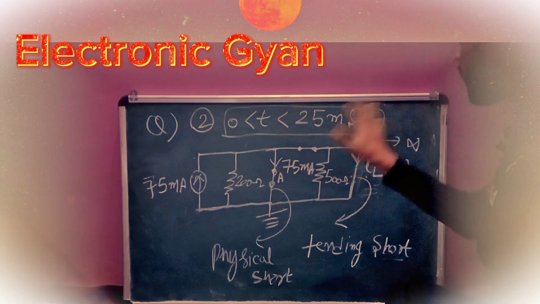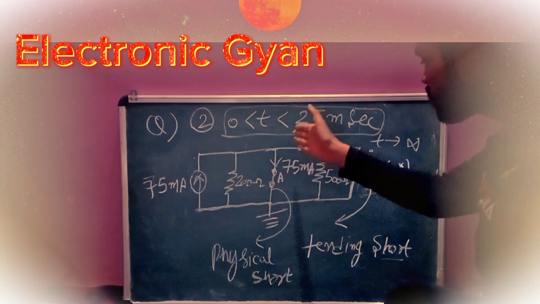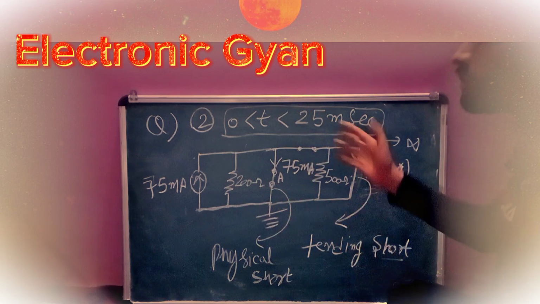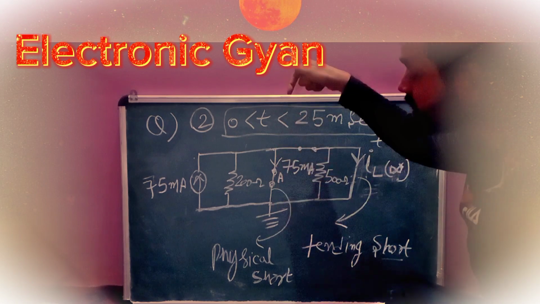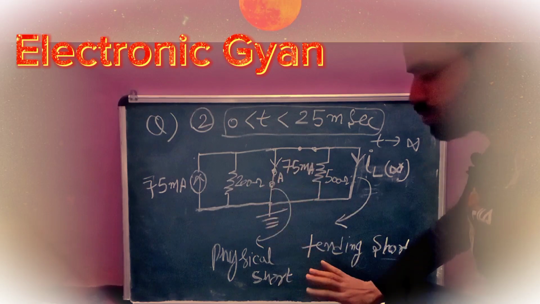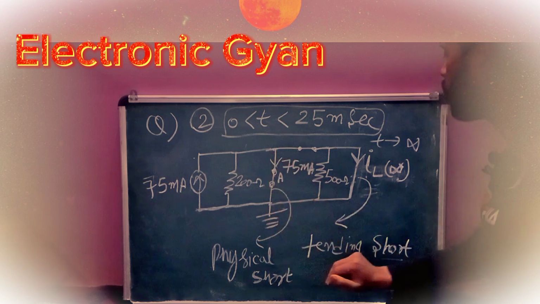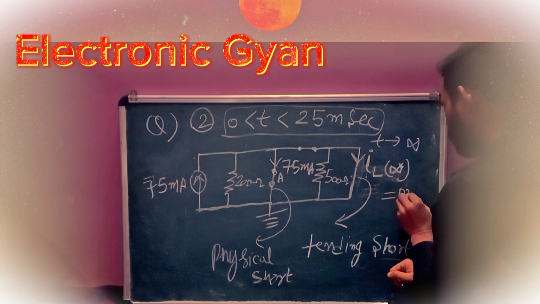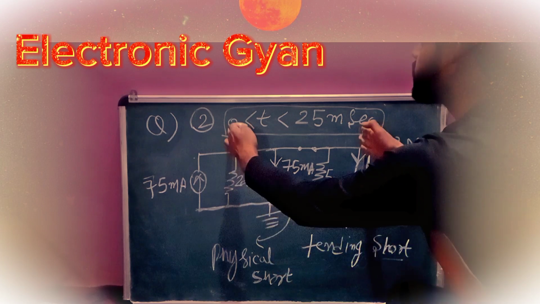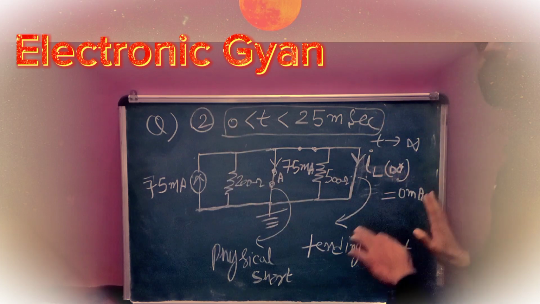See, there are two concepts. One is the physical short, and the other is the inductor short. Inductor short means the inductor is tending to short, but the physical short is already short at time t equal to 0. So the whole current will pass through this physical short, and no current will pass through this. Therefore my steady state current will be equal to 0 milliampere. So we have obtained the steady state current through the inductor for this duration of time, which is equal to 0 milliampere.